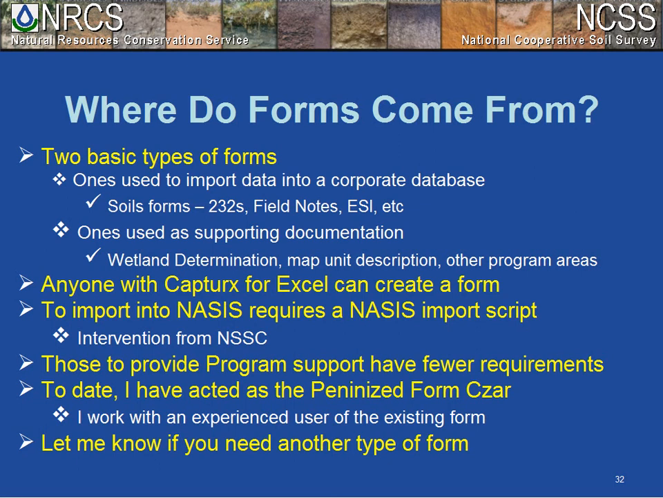Where do forms come from? Well, there are two types of forms. There are the ones where the data is imported into the corporate database, like the soils forms, 232, field notes, and perhaps the ESI. And then there are ones used as supporting documentation, like the wetland determination forms. There's a mapping and description form that I built for mapping and description analysis or documentation for California, and perhaps some other program areas.